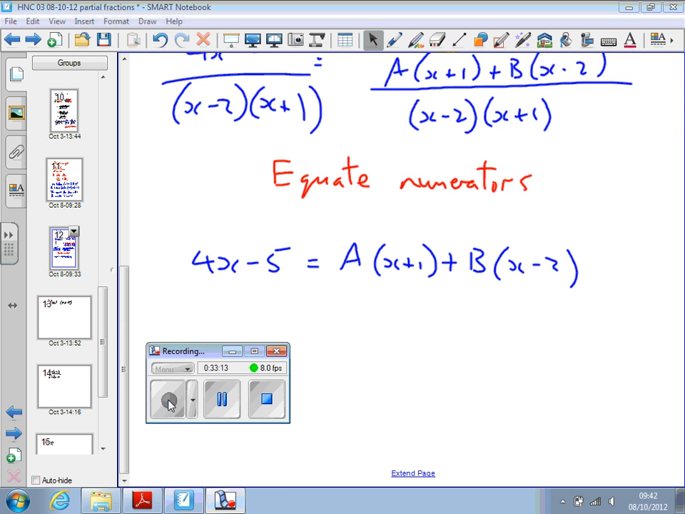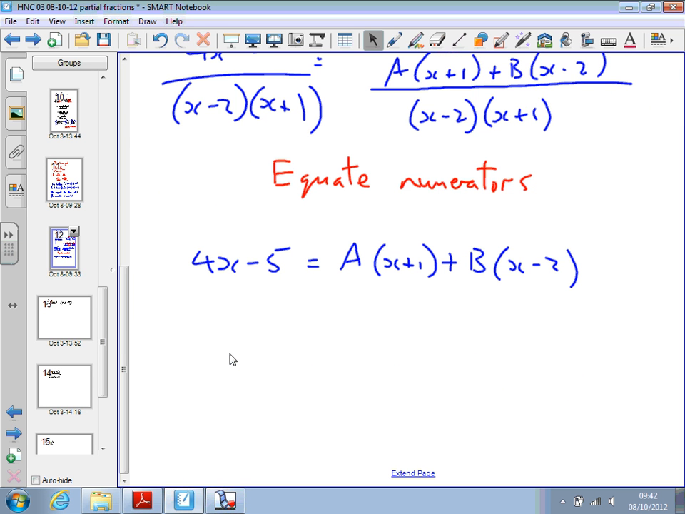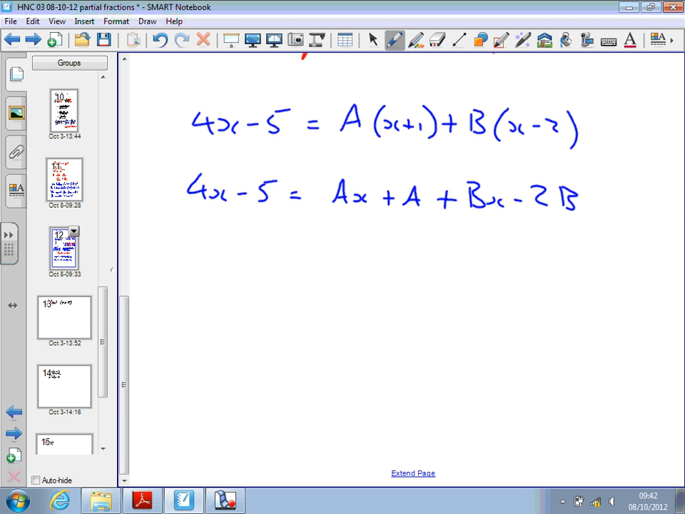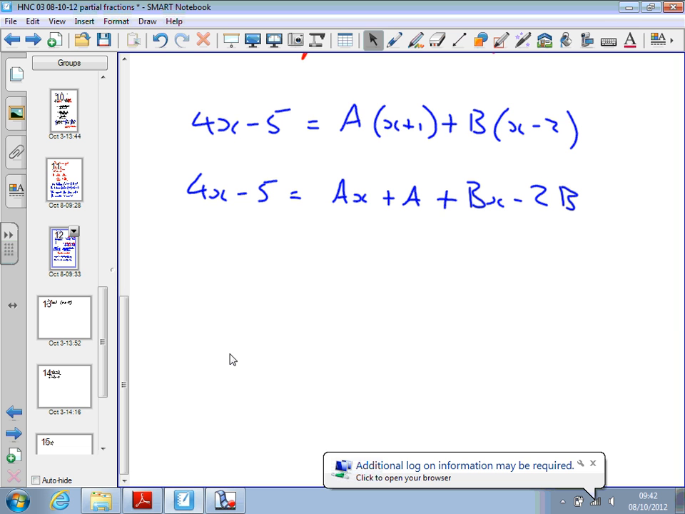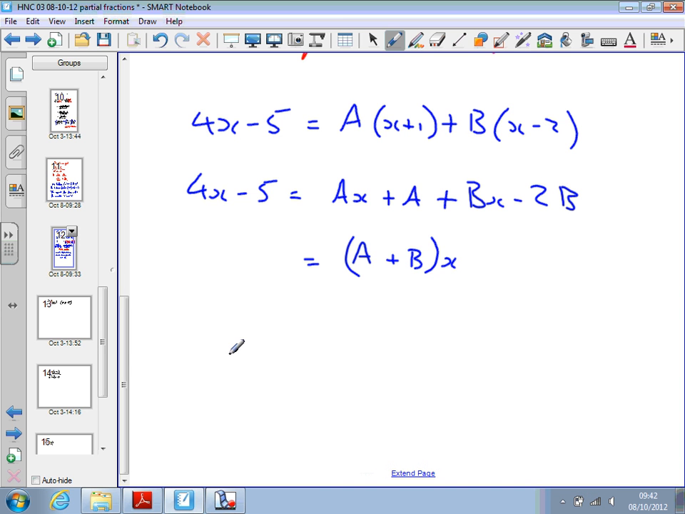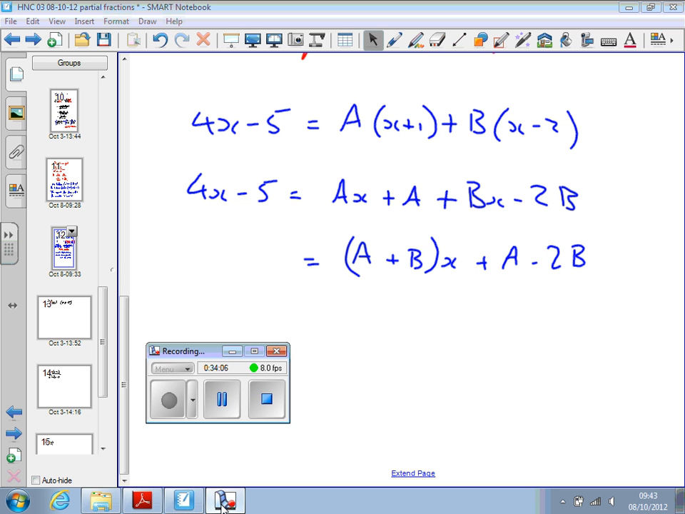I'll just pause. Now we multiply out the brackets on the right-hand side. So 4x minus 5 equals ax plus a times 1 is a, plus bx minus 2b. So we multiply out the brackets. And then we collect together like terms on the right-hand side. We look at this and we actually collect together the x's. So if I take x outside a bracket, I've actually got a plus b, x. And then finally plus a minus 2b. So we collect together the terms involving x. So it's a plus b, lots of x. That's quite an important step, so just have a look at that and see how that works.